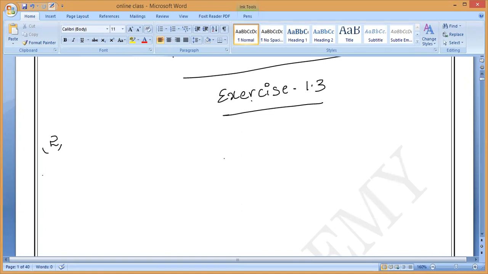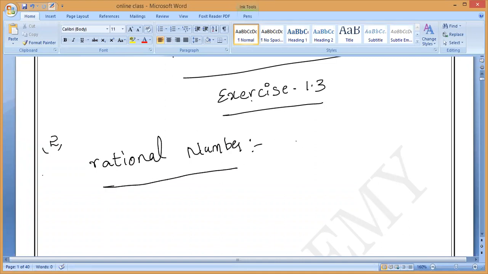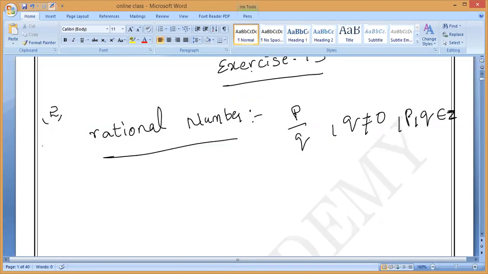What are rational numbers? The definition of a rational number is that we can write it in the form of P by Q, where Q is not equal to 0. Correct? Here P and Q are any integers, P and Q belong to Z or I. Okay? This is the definition of rational numbers. Say some examples for rational numbers.